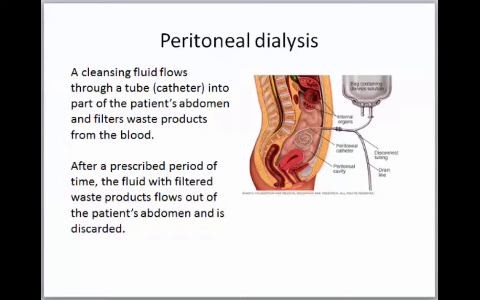In peritoneal dialysis, you've got this cleaning fluid that flows through a tube into the patient's abdomen and then pulls it back out after it's been filtered. Many times patients can do this independently at home. It doesn't involve all those hours at a dialysis center. But there's lots of reasons why a doctor might say the patient has to have hemodialysis or has to have peritoneal dialysis. It's the physician's decision which one works best for any particular patient.